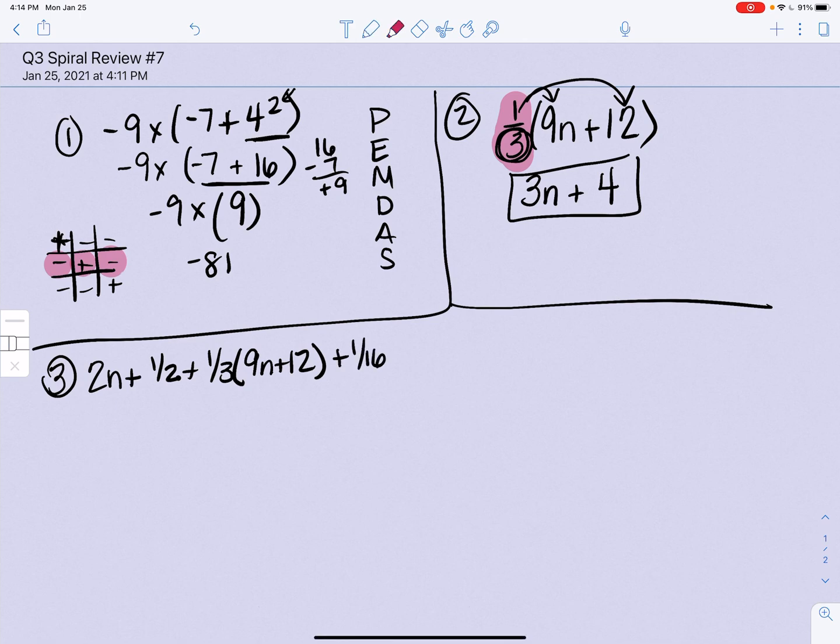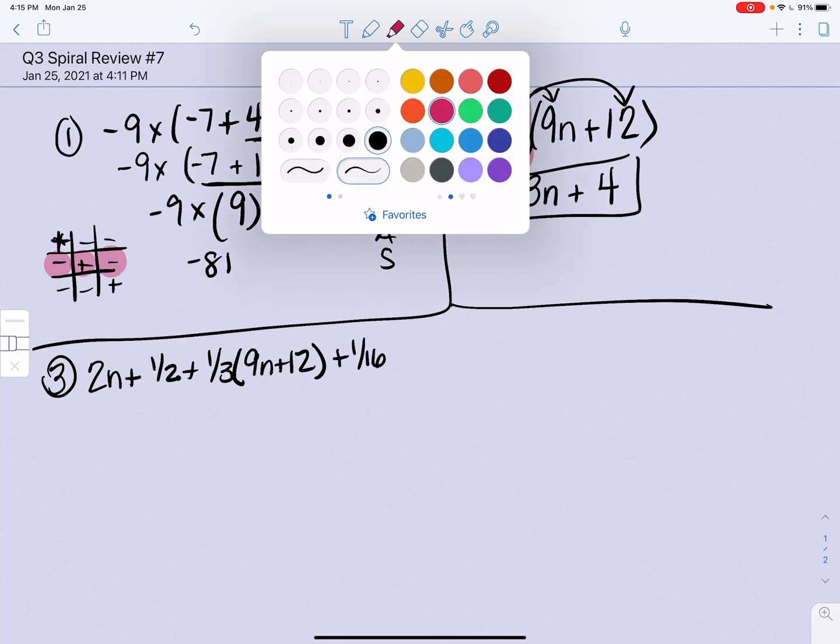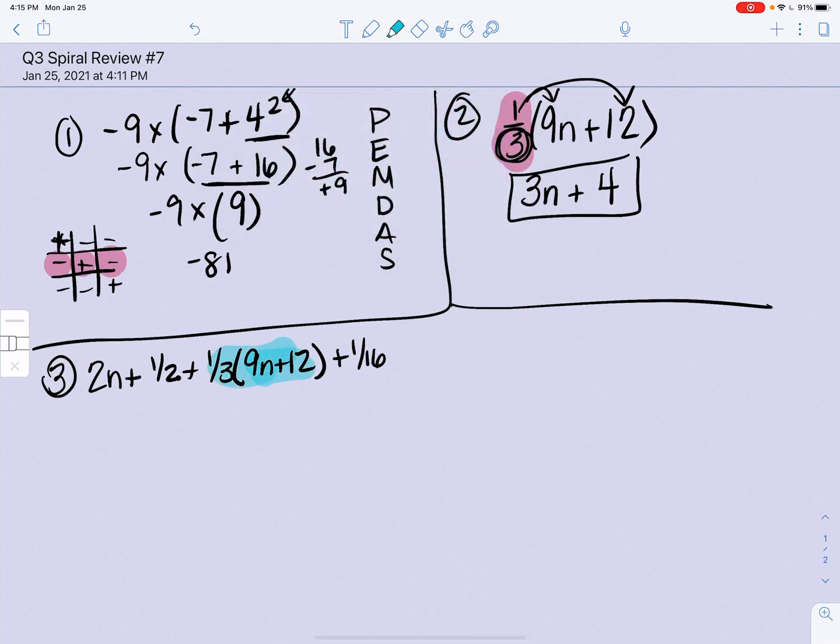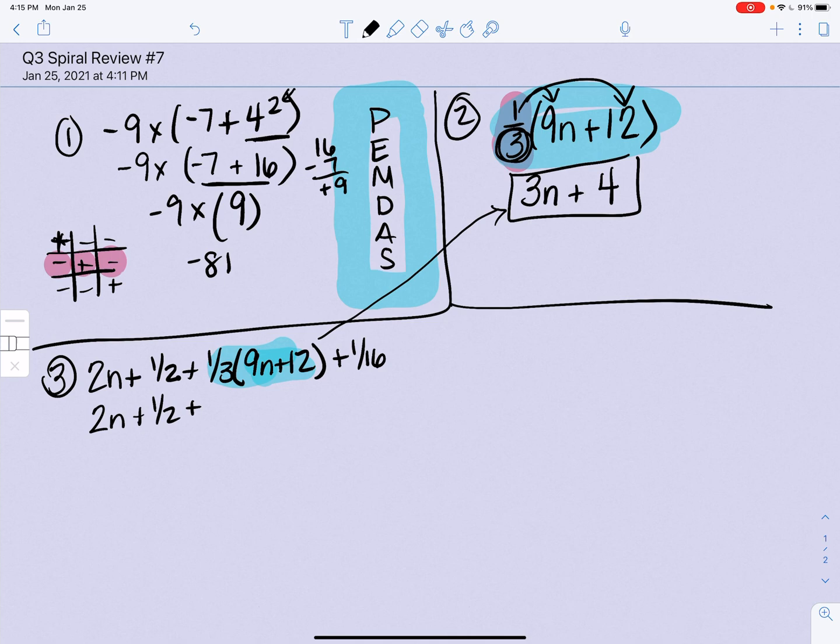First thing I'm going to have you notice is, look at this, people. This is the same as this. So if I'm dealing with parentheses first, like this tells me to, that means I have to distribute first. So the first thing I'm going to do is bring down the things I don't change and then put this where that parentheses was because that shows that I'm dealing with inside of the parentheses first. 3n plus 4. And then bring down the 1/16.